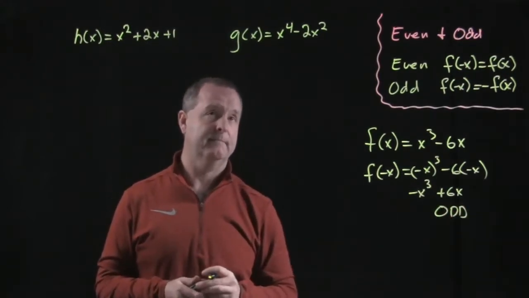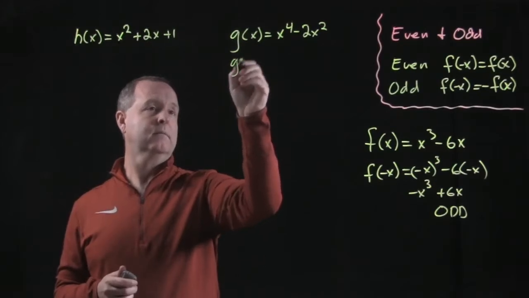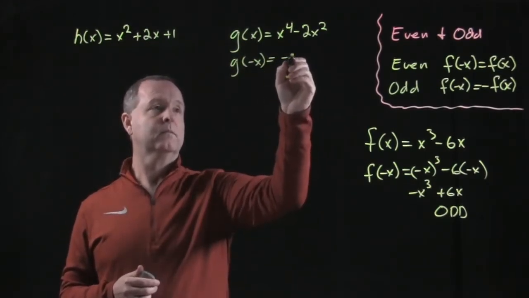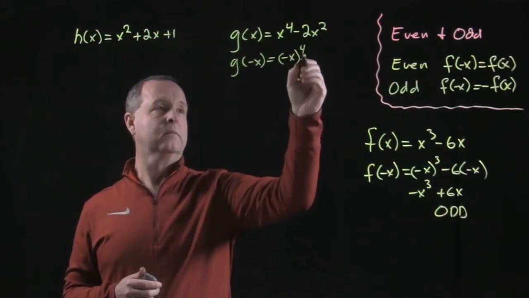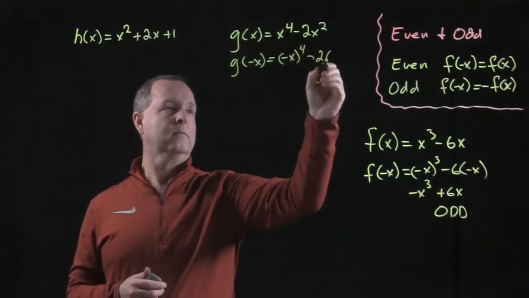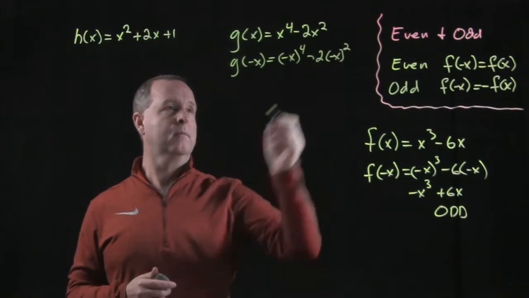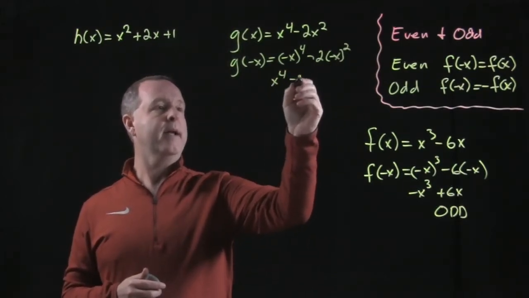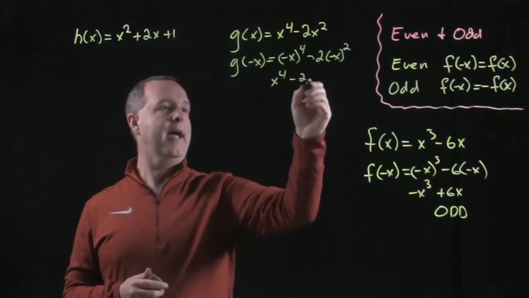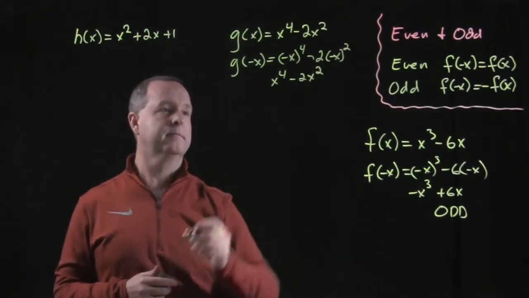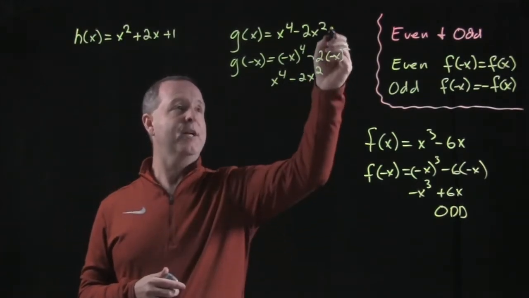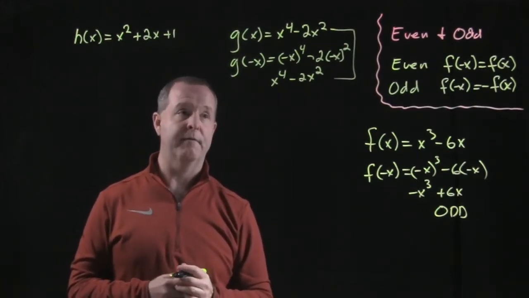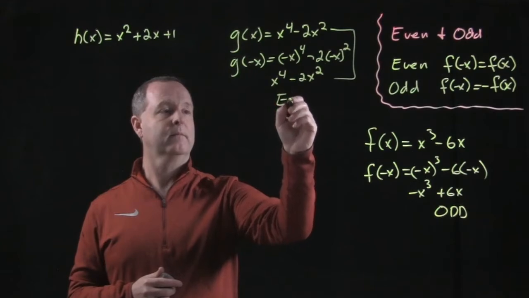Let's look at g of x. Likewise, evaluate it at negative x. That becomes x to the fourth minus 2x squared. Notice that it matches with the original. So in that particular case, we have a function that is even.